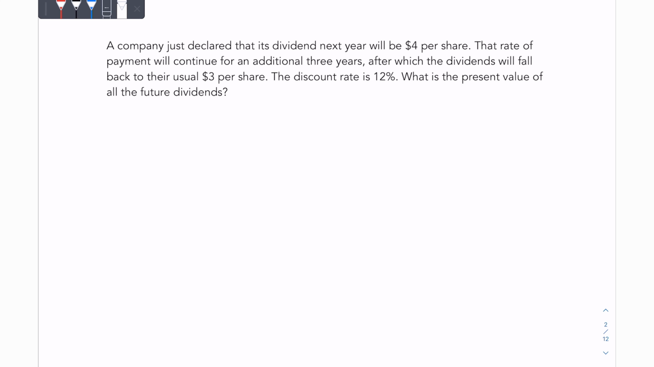A company just declared that its dividend next year will be $4 per share. That rate of payment will continue for an additional 3 years. I'm going to start a timeline here. So next year, $4. And then an additional 3 years. So 1, 2, 3 more years, it'll continue at $4. After which the dividends will fall back to their usual $3 per share. So after that, the dividends will continue at $3. They don't say when they'll stop, so we can assume that they'll continue forever.